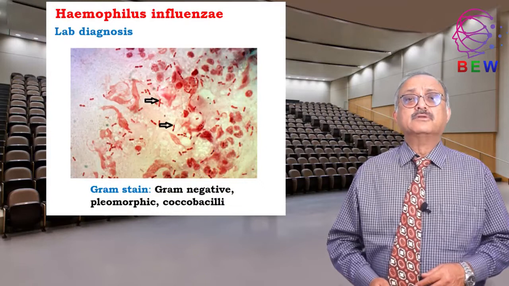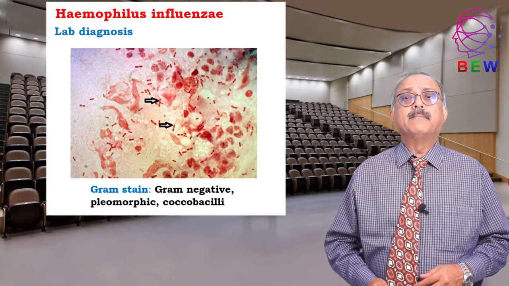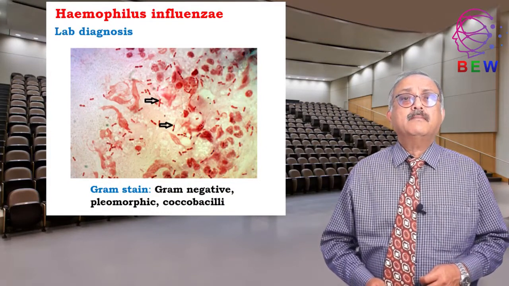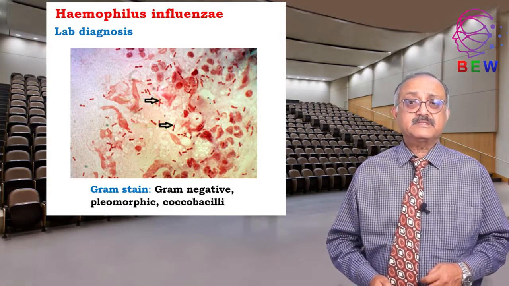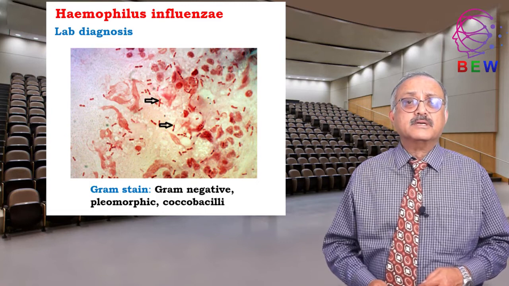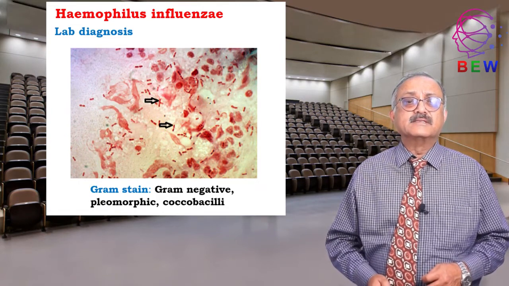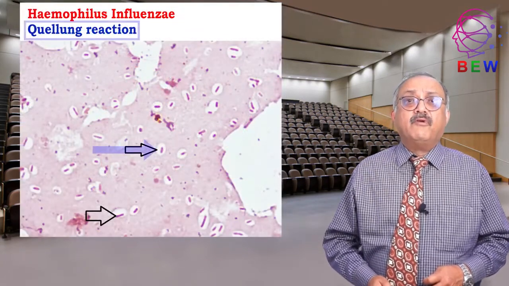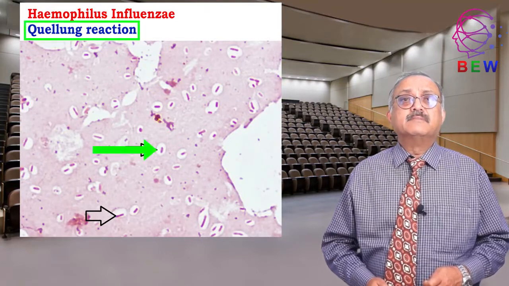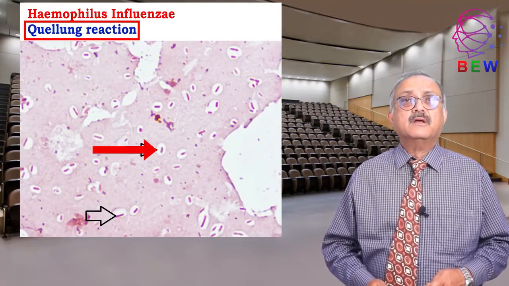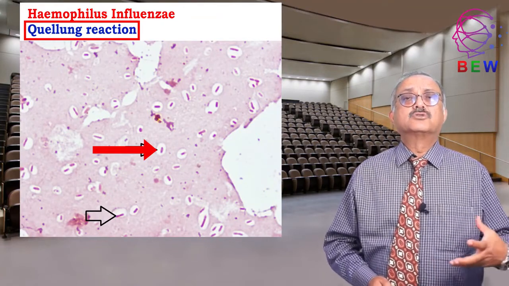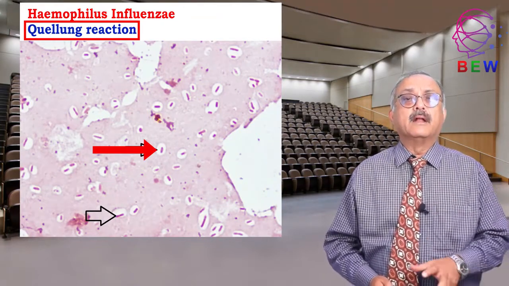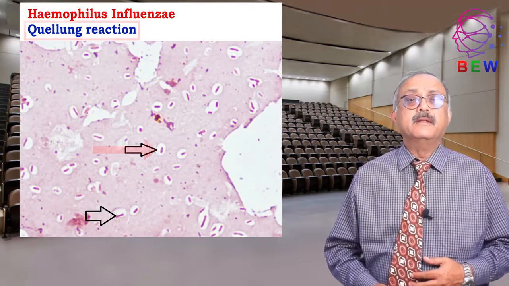On gram stain, you will see pleomorphic, gram-negative coccobacilli. Both the diagrams show you clearly what the bacteria look like. The arrows are pointing towards the gram-negative coccobacilli. They have very well delineated capsule which can be seen as a Quellung reaction. When you put antibody to the capsule, they cause a swelling of the bacteria around and is very easily seen.